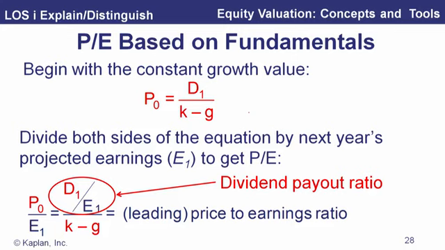Well, we get on the left our forward-looking price-earnings ratio, just what we're looking for, P0 over E1. And notice the numerator of our constant growth formula is now D1 over E1. That's simply the dividend payout ratio. That's the percentage of the expected earnings over the next 12 months that we expect to be paid out as dividends. And so we might call this the leading price-earnings ratio.